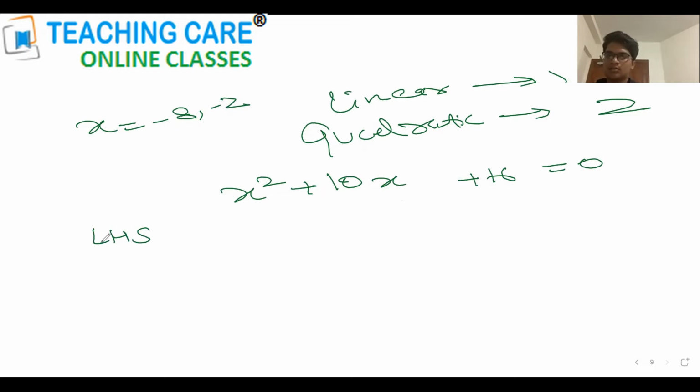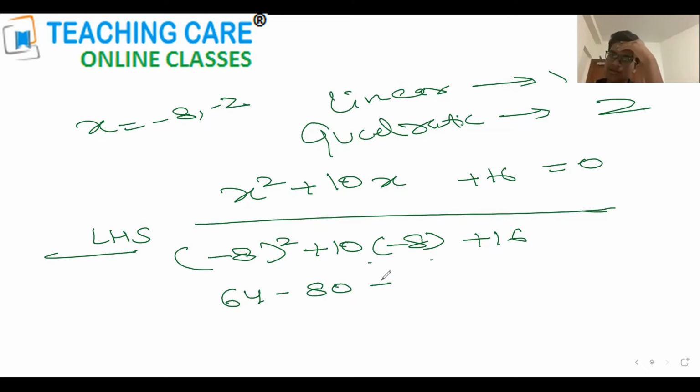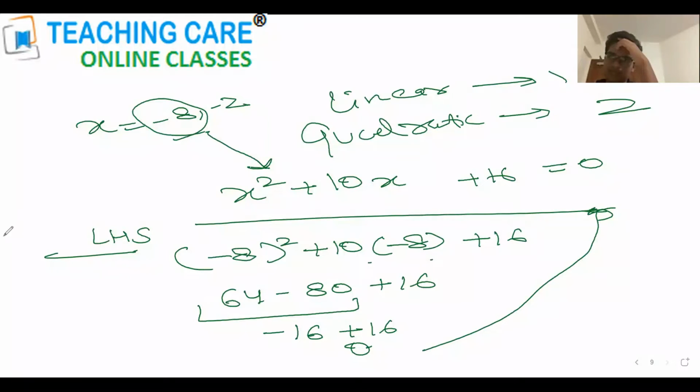Now, take just the left-hand side of this equation and put x as -8. Wherever we had x, I substituted it as -8. So the square of -8 is 64. 10 into -8 is -80, plus 16. 64 minus 80 plus 16 is 0. So that means this number satisfies the given equation, or we can say it is a solution of the equation.